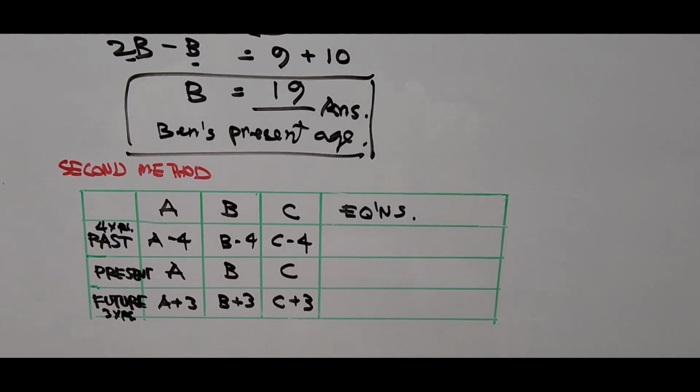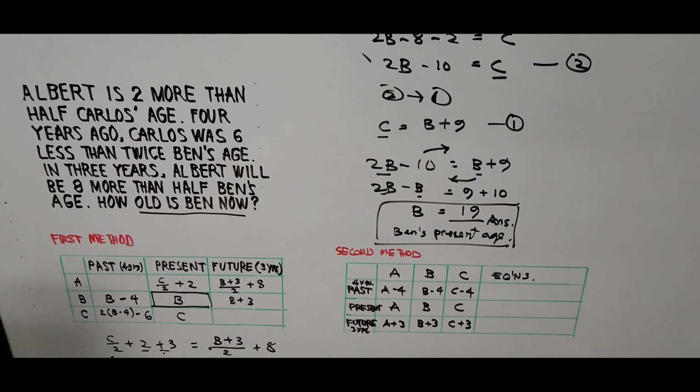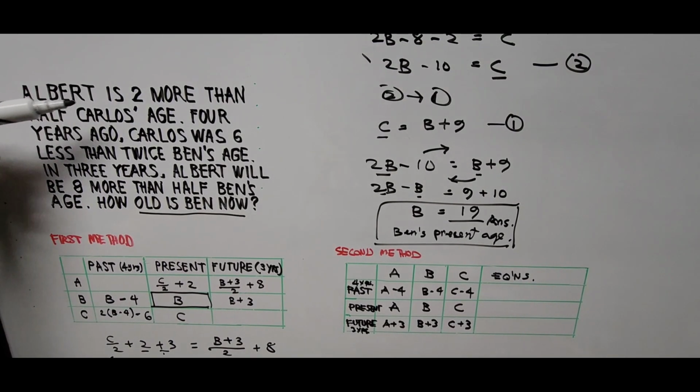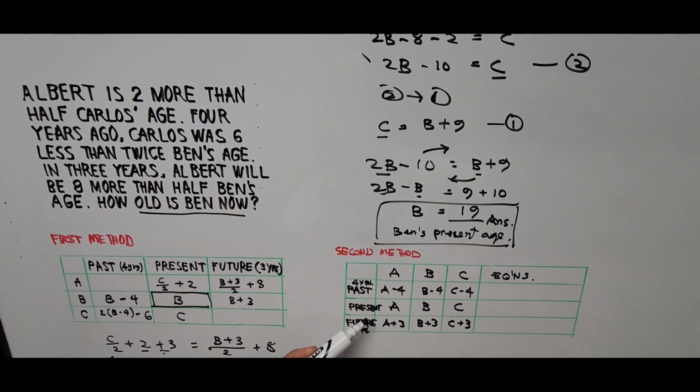Alright, so let's go back to our problem based on the first sentence. Here, first sentence, it says here, Albert is 2 more than half Carlos' age. So let's go back to our table. So present. We have here, Albert's age is 2 more than half Carlos' age. So Albert's age, we're talking about Albert here, so A is equal to 2 more than half of Carlos' age. So half of Carlos' age. Half of Carlos' age is C over 2. Then 2 more, so we add 2.